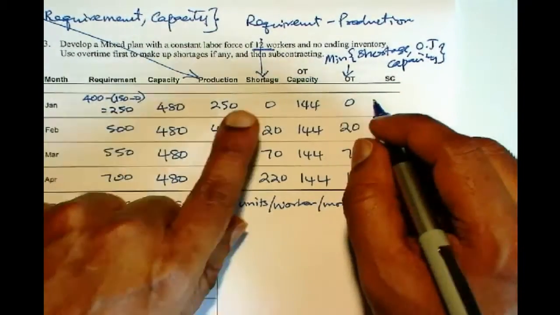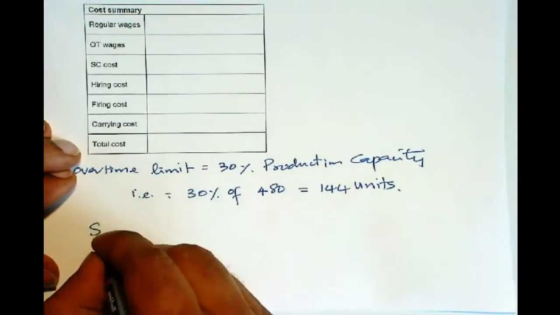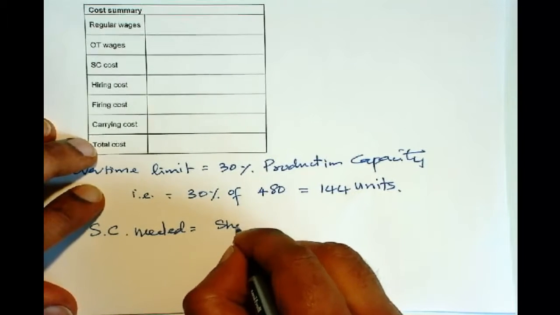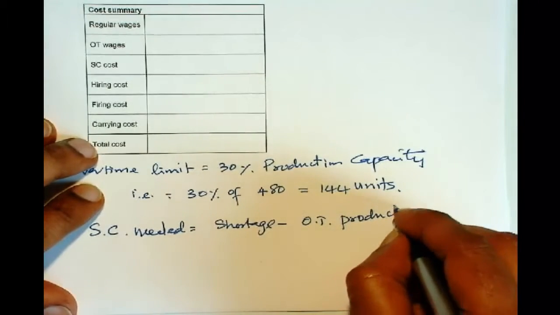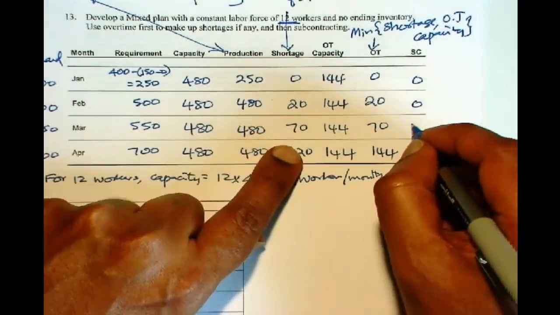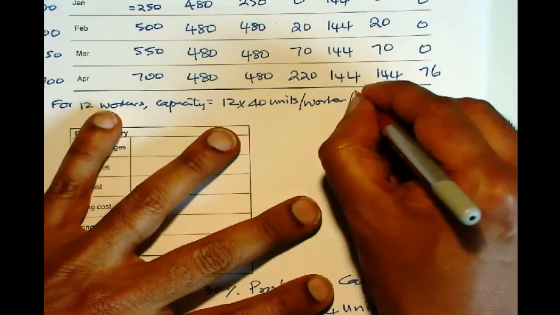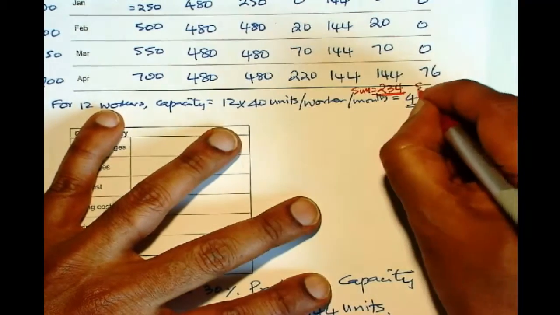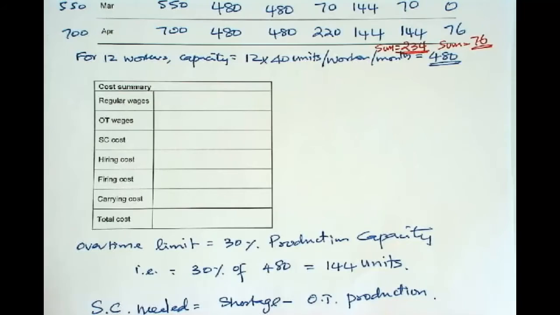So subcontracting here, shortage minus overtime production. So let me write that down here. SC needed is shortage minus overtime production. So that will be 0. So that will be 0. That will be 0. And you have 76. So you have to sum these. This is 234 for overtime and 76 for subcontracting.